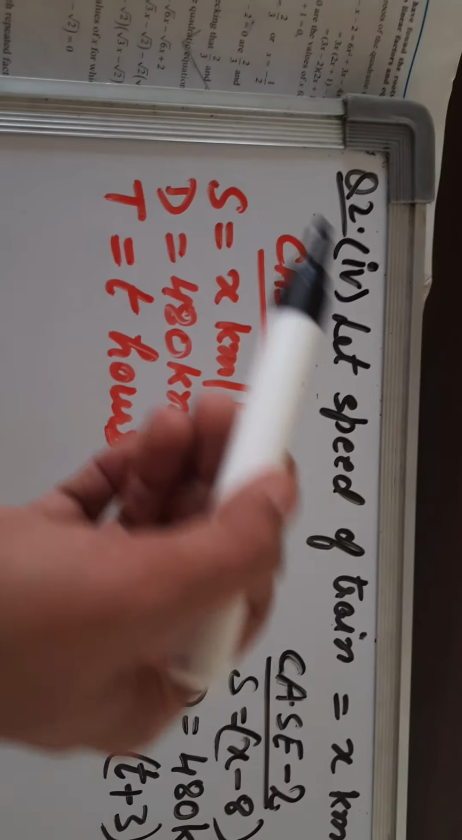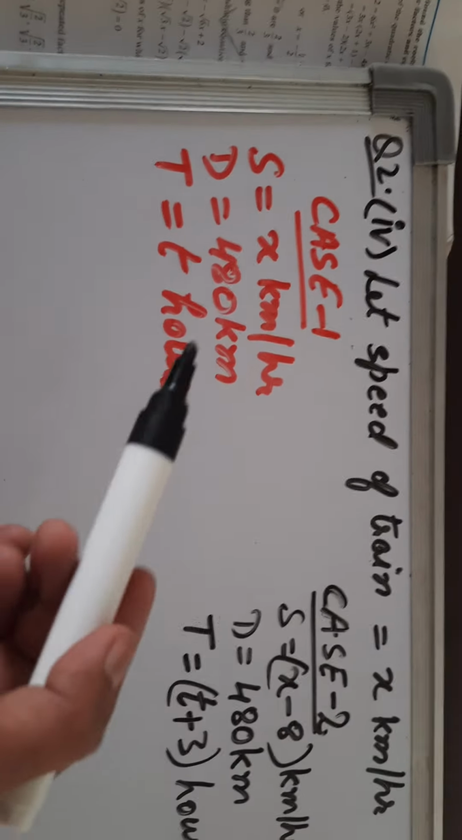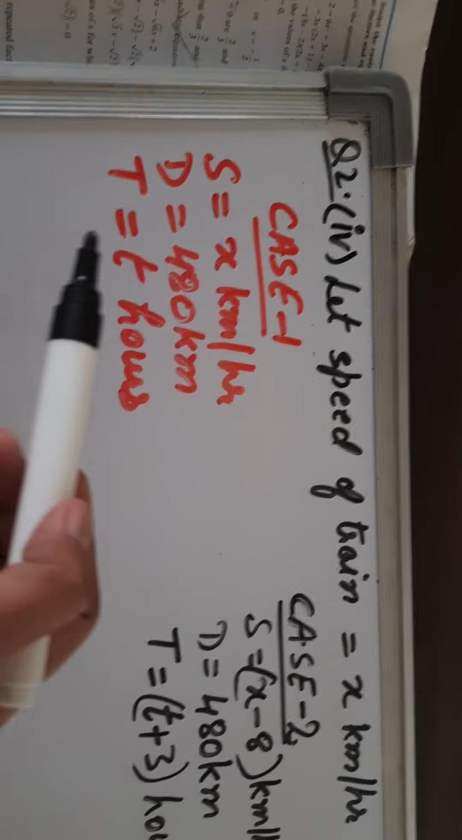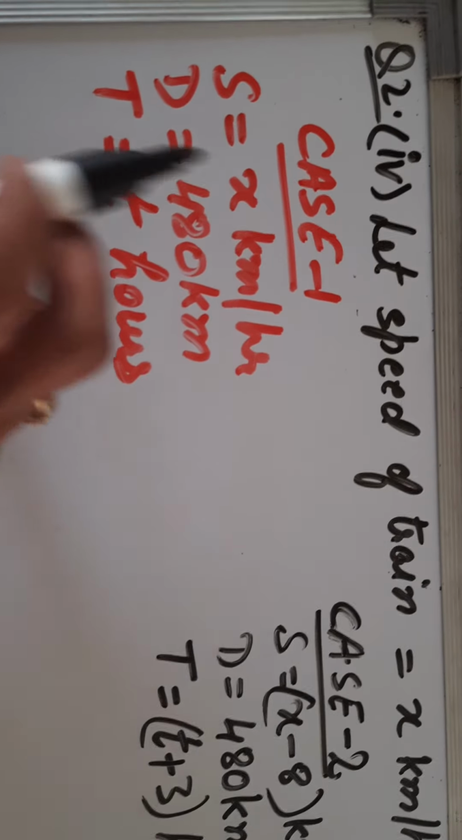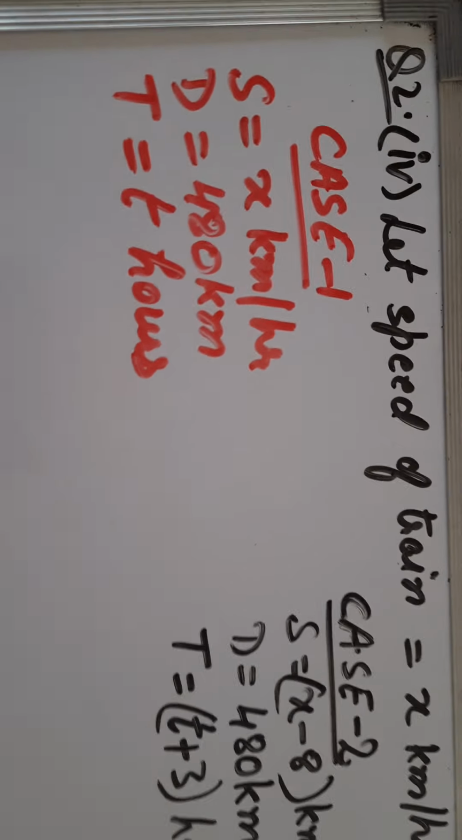Now in the first case, let us take the general case in which the speed is x. The distance is constant, 480 kilometers. Let us assume to cover this distance with this speed we have taken t hours. हमें टाइम नहीं गिवन है, जब हमारी स्पीड ये है तो हमने मान लिया t hours.